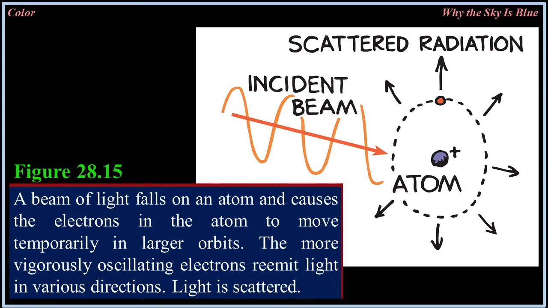In the atmosphere, light is scattered by molecules and larger specks of matter that are far apart from one another. Figure 28.15. A beam of light falls on an atom and causes the electrons in the atom to move temporarily in large orbits. The more vigorously oscillating electrons re-emit light in various directions. Light is scattered.